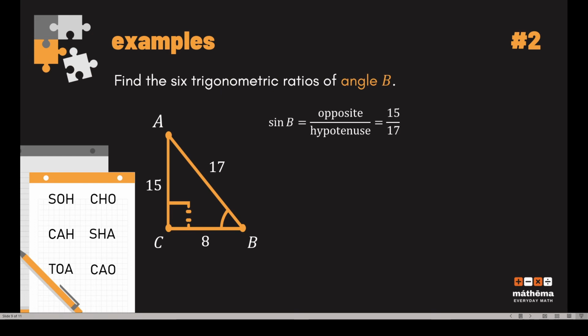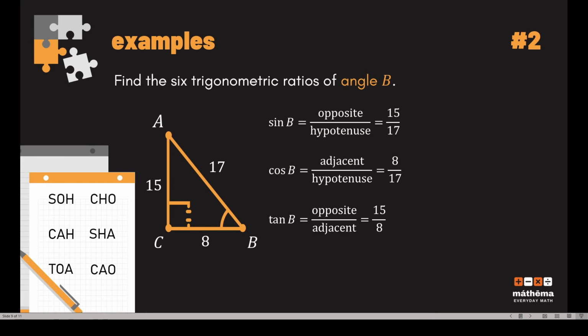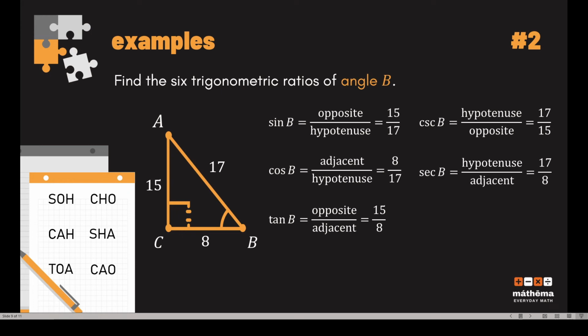We'll start with sine. Opposite over hypotenuse, 15 over 17. Cosine, adjacent over hypotenuse, 8 over 17. Tangent, opposite over adjacent, 15 over 8. Cosecant, hypotenuse over the opposite side, 17 over 15. Secant, hypotenuse over adjacent, 17 over 8. And the last one, the cotangent, we have adjacent over opposite, that will give us 8 over 15.